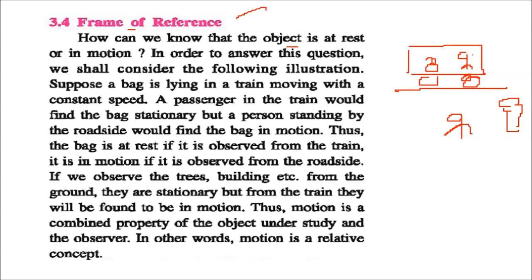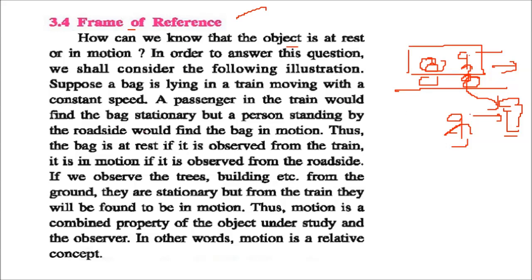Now, for this guy, the train is moving. For this guy, this bag is stationary. For this person, because the train is moving, this bag is in motion. For this person, because he is standing along the tree, this tree is static. It's not in motion. Okay? It's not moving. But for this man, this tree is moving. So it all depends on the scenario and the frame of reference.